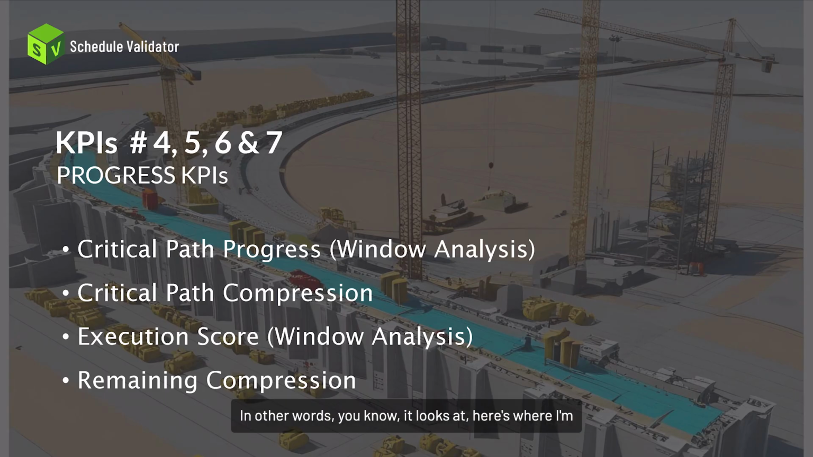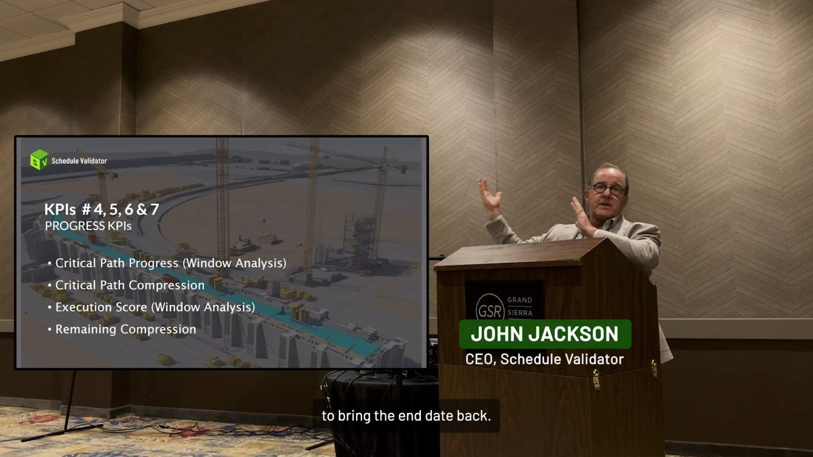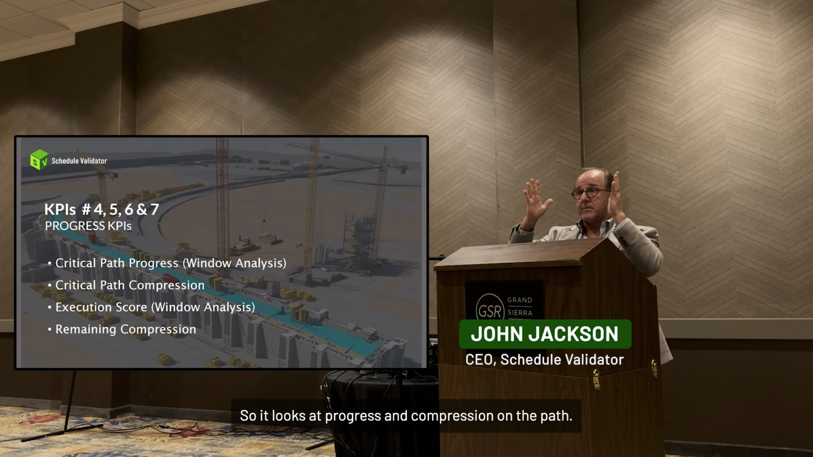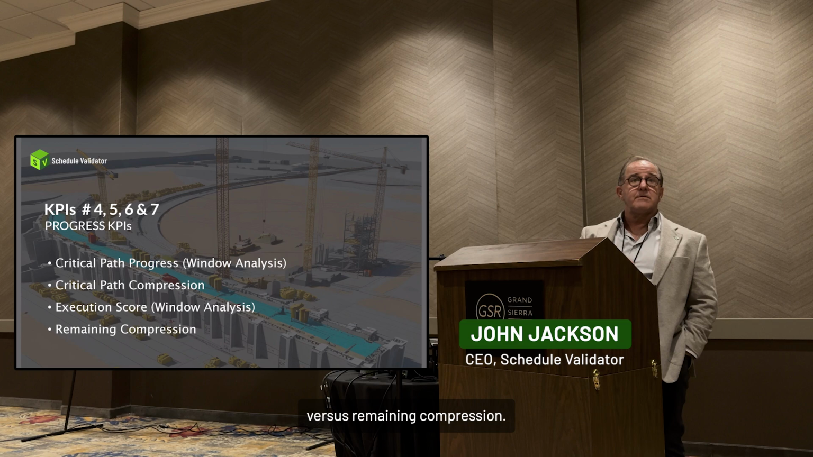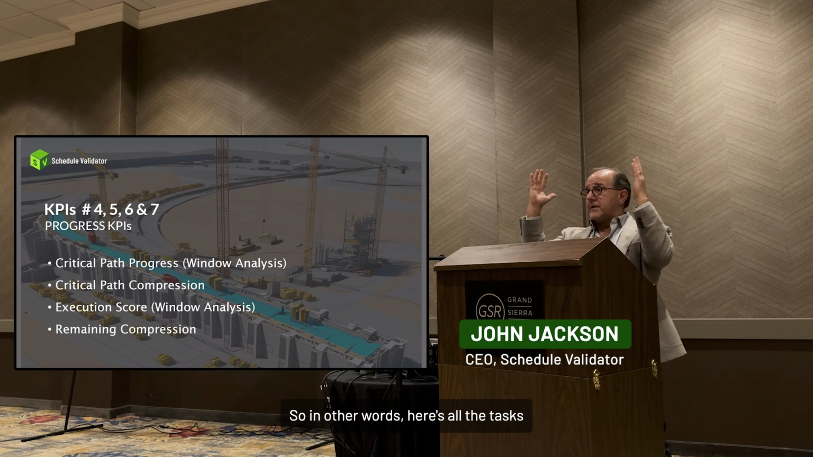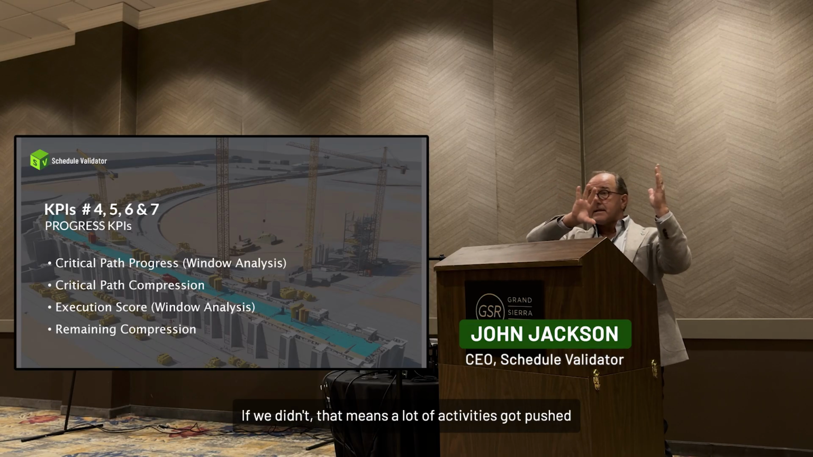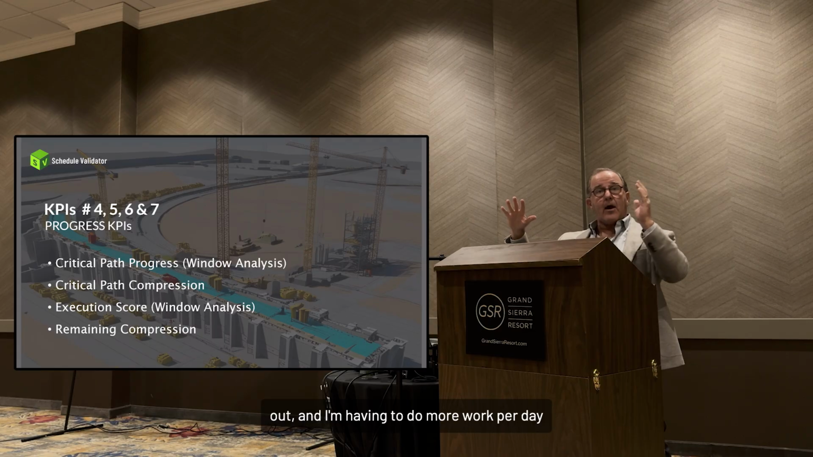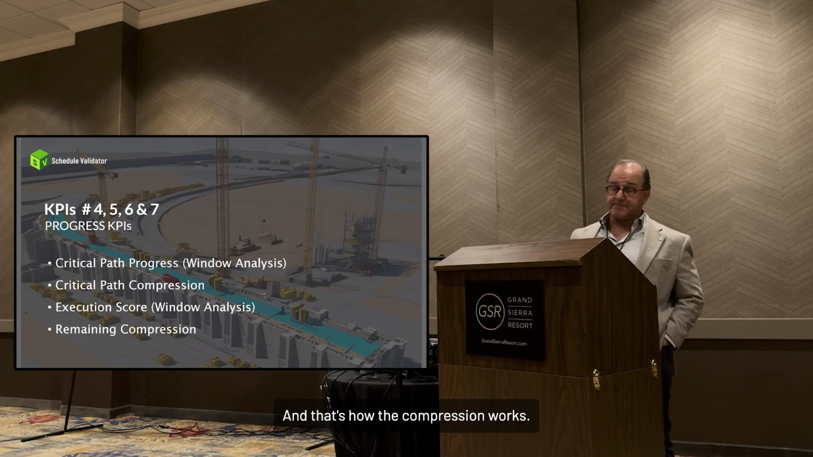In other words, it looks at, here's where I'm supposed to be on the critical path. I fell behind, but I've made changes to bring the end date back. That's the compression. So it looks at progress and compression on the critical path. And then the next one is execution versus remaining compression. So in other words, here are all the tasks that we were supposed to be performing. How well did we execute those? If we didn't, that means a lot of activities got pushed out, and I'm having to do more work per day in the future, and that's how the compression works.